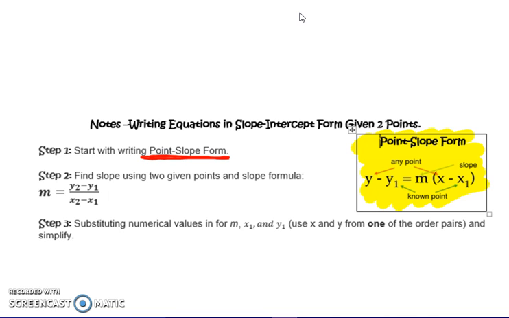Now, our first step when we are given 2 points is we need to find the slope. This goes back to the very first day of the unit. We want to use y1 minus y2 or y2 minus y1. Either way you subtract, you'll still get the same answer. Just make sure if you start with y2, you start with x2 on the bottom. If you start with y1, you start with x1 on the bottom.